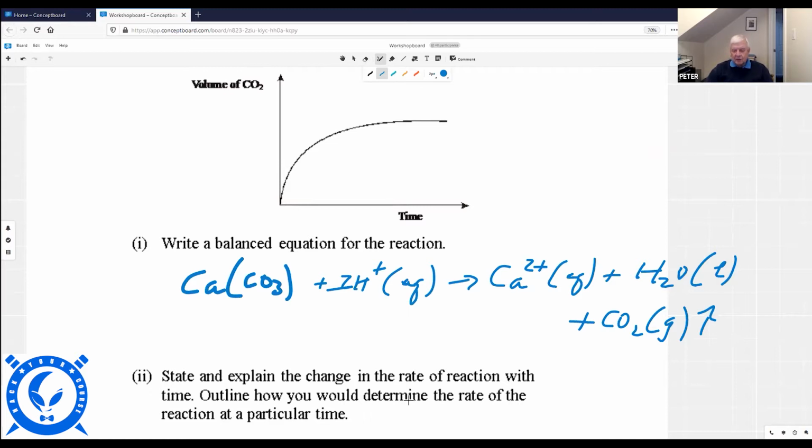How would you determine the rate of the reaction at any particular time? You would take a tangent at any point on the curve. So for example, if you wanted to find out what's the rate at this particular point in time, you would do a tangent to the curve and pick a couple of points and calculate the slope. And that would be the rate of the reaction, volume of CO2 per unit time, at this particular time down here.